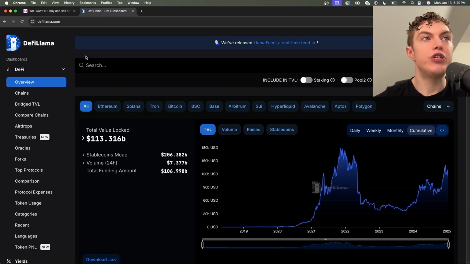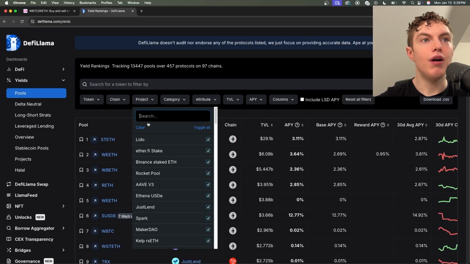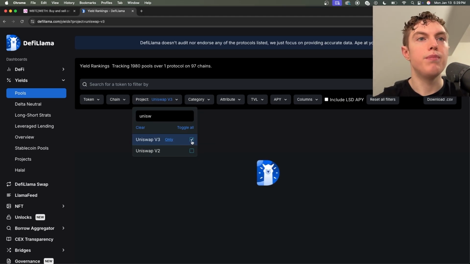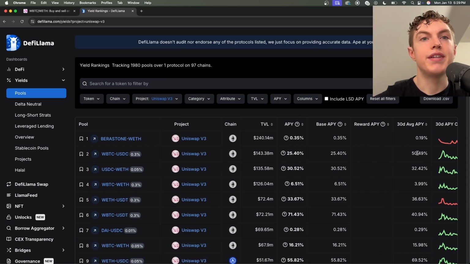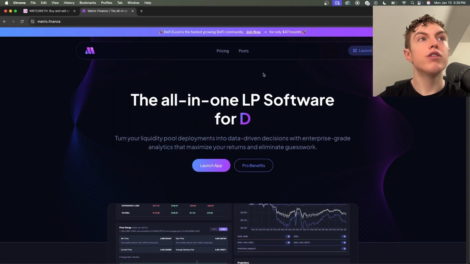And then the other option is to go to DeFi Llama, go to the yield section, go to pools over here, and then go to project. You can clear all and then only look for Uniswap v3 pools. And then here we can pretty much see the same data, maybe a bit more. We can see the APY, the TVL, and we can also see the 30 days average APY, etc. But again, using these methods, we can't do advanced due diligence to really help us narrow down the best opportunities. Matter of fact, we can't even simulate our positions to see what type of returns we could be getting when we're investing our capital. So I'm going to head on over to Metrics Finance.